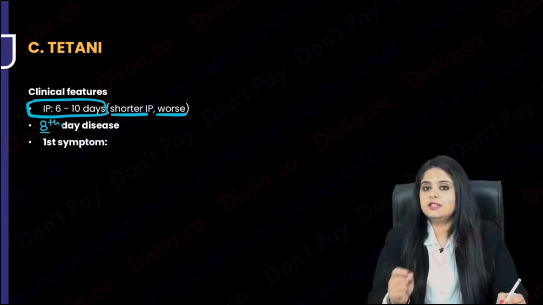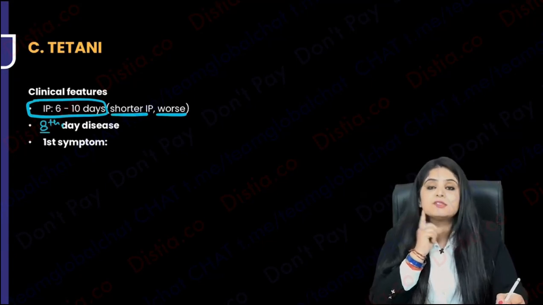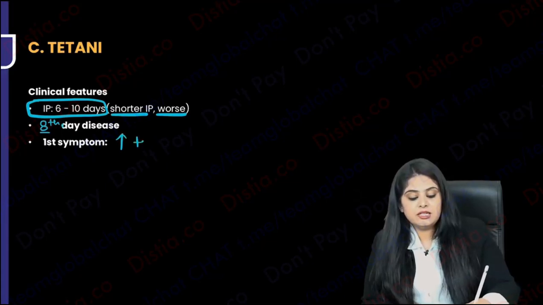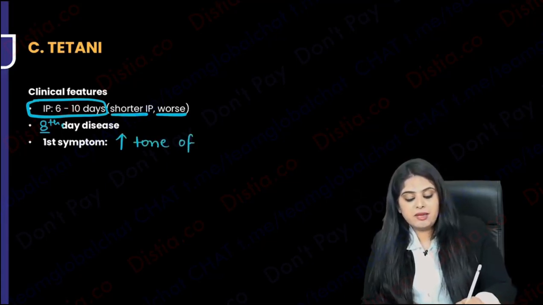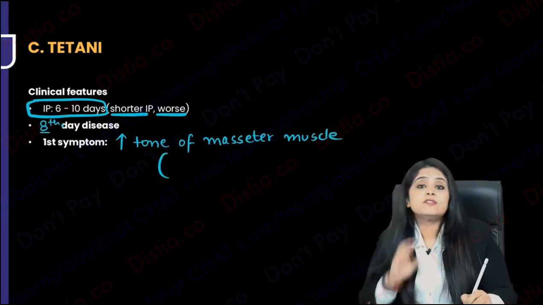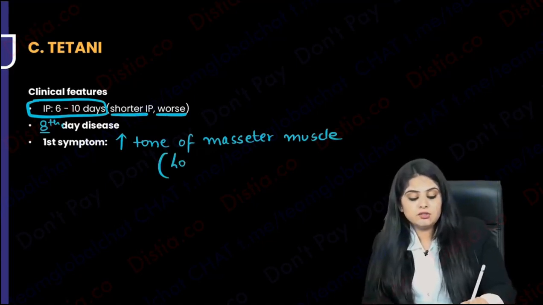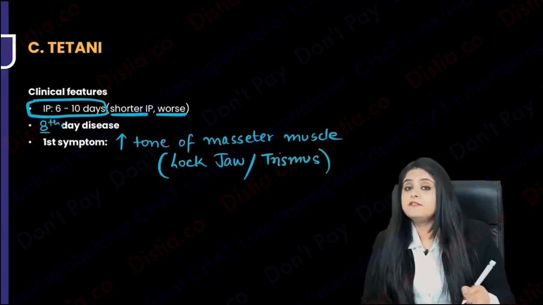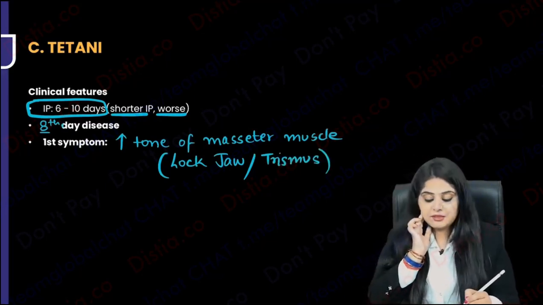So on the 8th day, when the incubation period is done, what is the first symptom that the person will have? Which muscle is going to get affected? There is going to be an increased tone of the masseter muscle that is noted. Because of an increased tone of the masseter muscle, this person will have trismus or locked jaw. There is a jaw lock that is going to occur, and the patient will not be able to open his mouth. So that's the first symptom, problem in the masseter muscle.